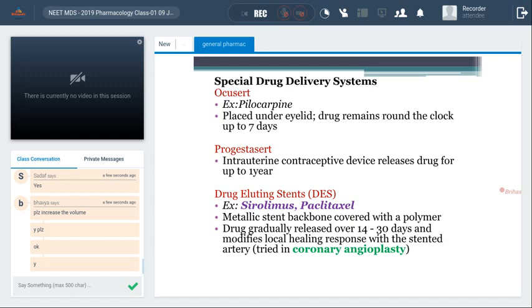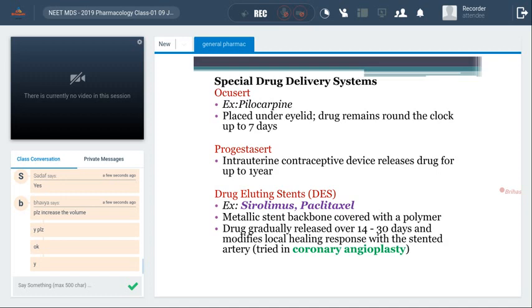It is just an insert which is placed under the eyelid, and this drug remains around the clock and acts for 7 days. For example, for a post-glaucoma patient or post-operative patient, instead of instilling the drops every 1 hour, I just have to place this under the eyelid, where it produces a continuous effect for 7 days. That is called OcuCert.